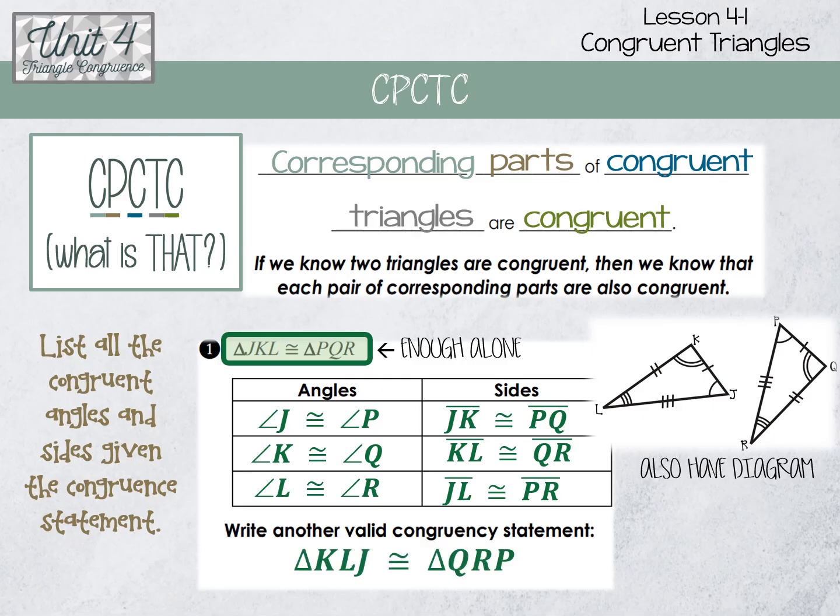So we need to write another congruency statement. You can do the first triangle in any order you want to, but make sure you match it up. So I did triangle JLK. If I look up at my original congruency statement, I use the middle, the last, and then the first. So I need to use the middle angle, the last angle, and the first angle in that congruency statement. So triangle QRP.